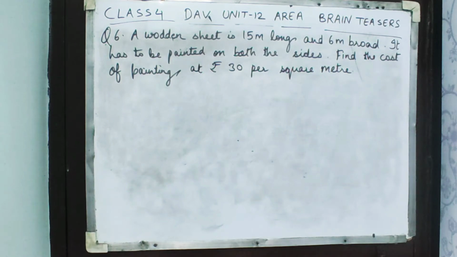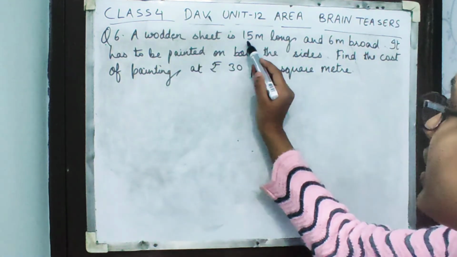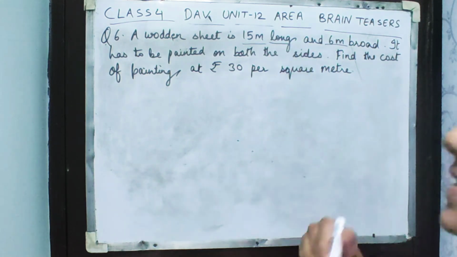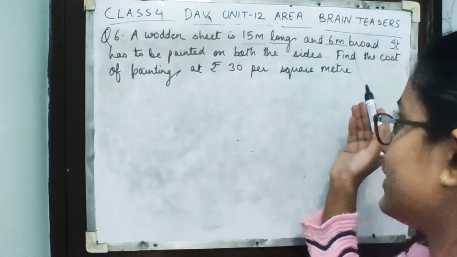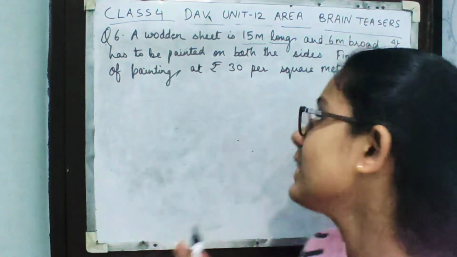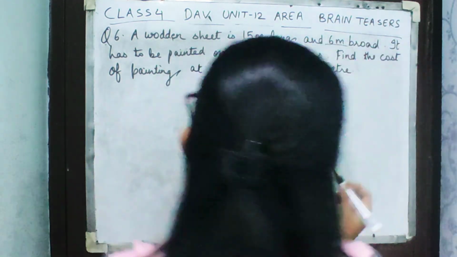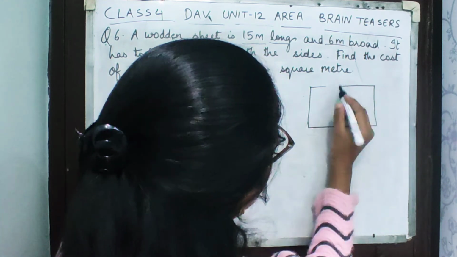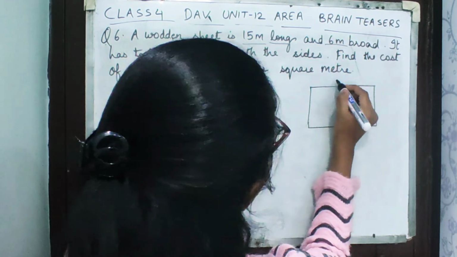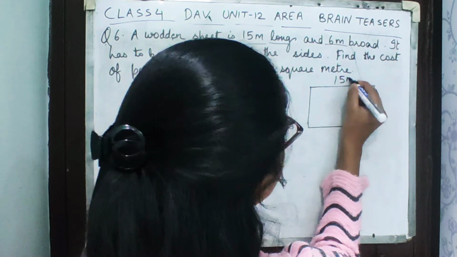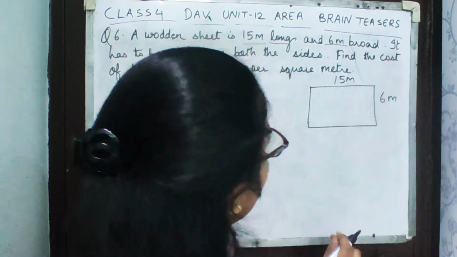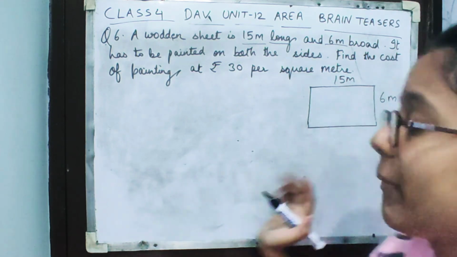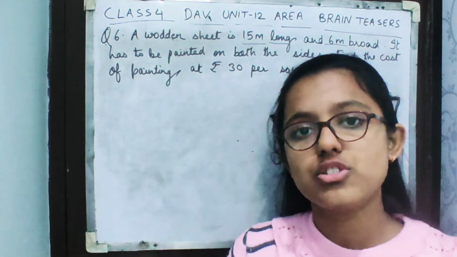Now moving ahead with our sixth question, that is, a wooden sheet is 15 meter long and 6 meter broad. Long means length and broad means breadth. Okay, so 15 meter is the length and 6 meter is the breadth. And for the wooden sheet, length and breadth are given, that means the sheet's shape is of a rectangle. So 15 meter length, 6 meter breadth. It has to be painted on both the sides. Now this sheet has to be painted on both the sides, means front side also, back side also.